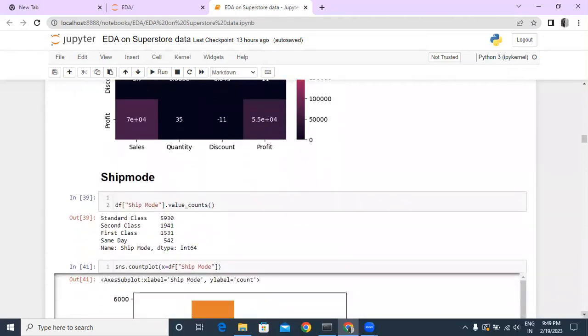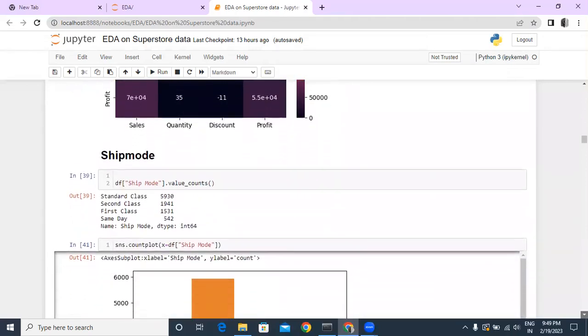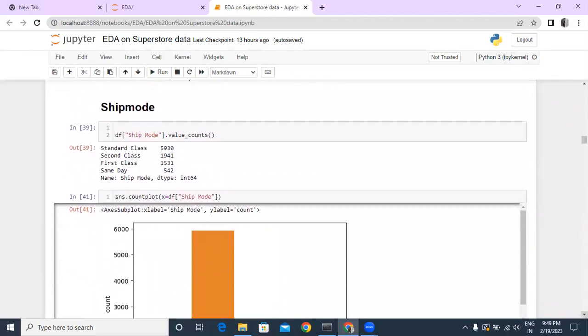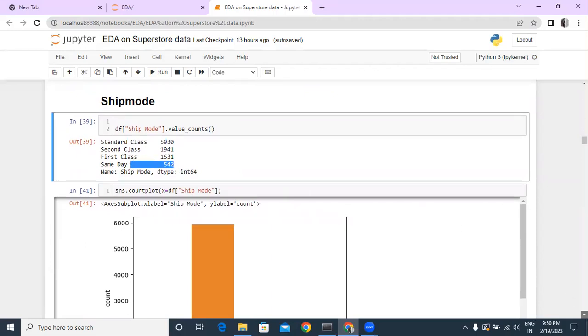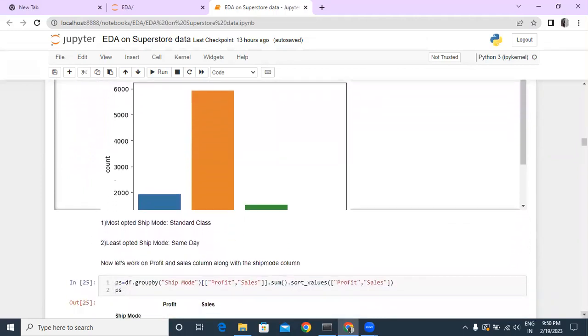Now we are moving on to our ship mode column, and we'll work upon that. First of all, we have used value counts, and we have given the count of the values, and we can see the standard class is opted more and same day is opted least. Similar thing we can visualize using this count plot, and that's what we have got over here. Most opted is standard class and least opted is same day.